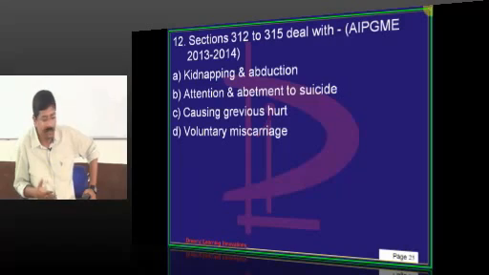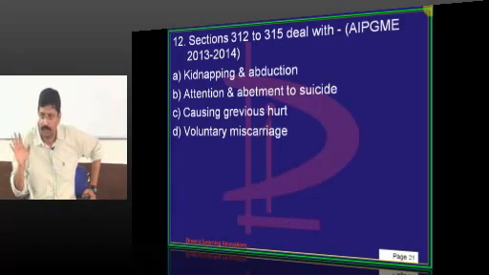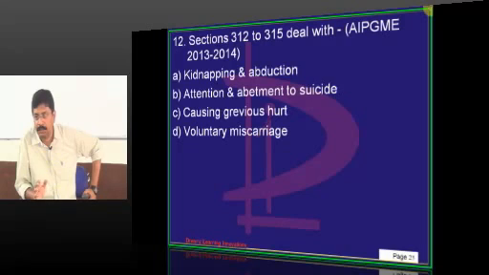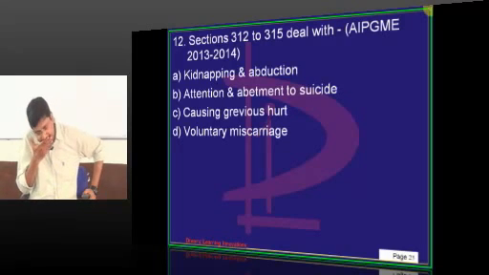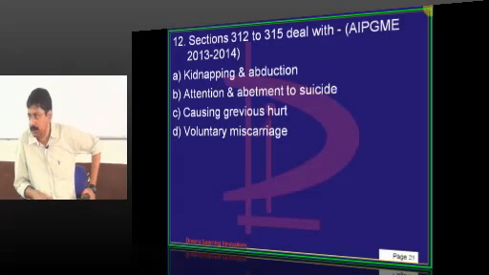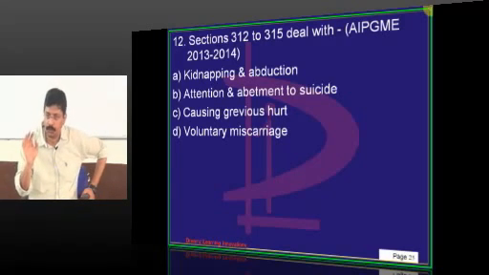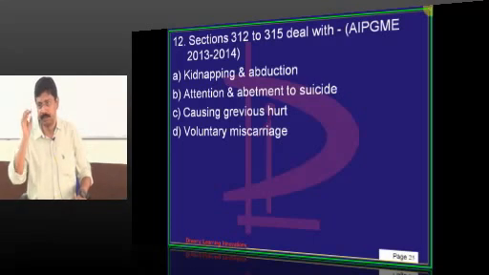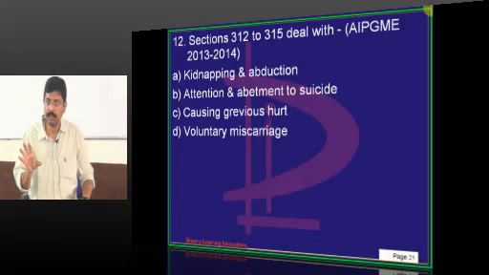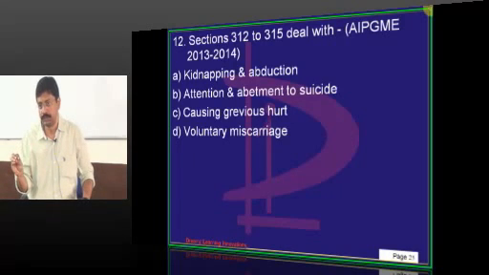Attempt to suicide is also, forget about it because it has been removed. Abetment has not been removed. What is the difference between attempt and abetment? The first one is not attention, it is attempt. Attempt has been removed because the person is attempting because of some psychiatric illness. Abetment is encouraging someone, that has not been removed. That is again under 305 and 306.